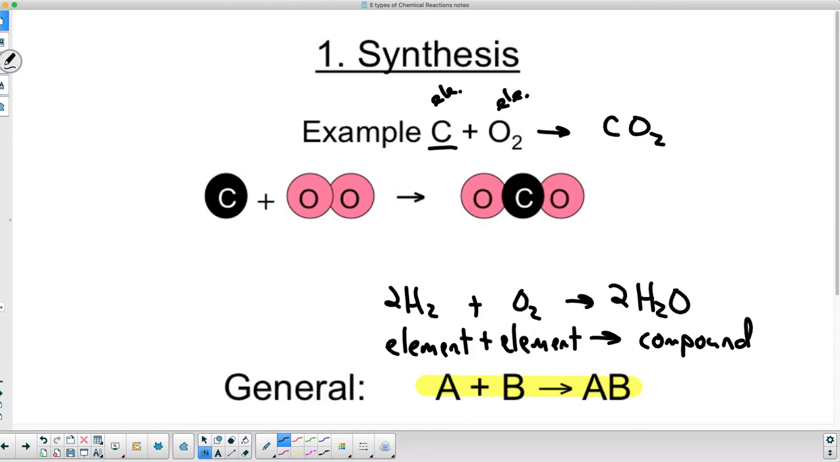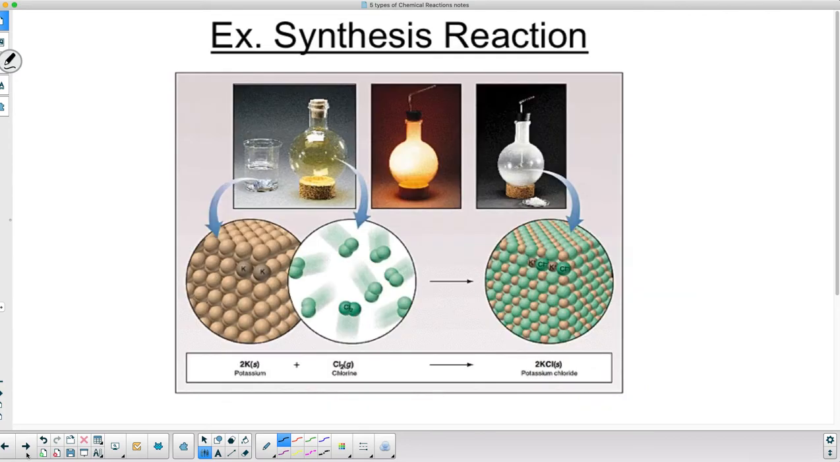Because we have one single capital letter. Just like here I have one single capital letter, one single capital letter. When I have more than one capital letter, as in the H and the O, that means I have a compound. And we show a compound in the general form by showing you an AB like that. So let's just take a quick look at this.